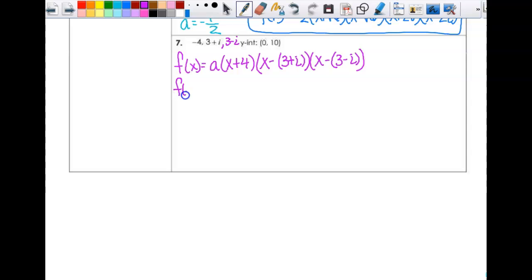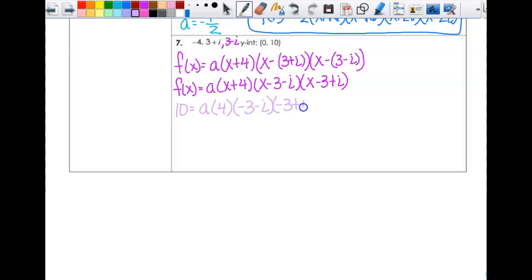Now we're going to distribute those negatives, and we get f of x equals a times x plus 4 times x minus 3 minus i times x minus 3 plus i. All right, so now we're going to find our a. So I say 10 equals a times 4 times negative 3 minus i times negative 3 plus i. So 10 equals a times 4, and then we'll look at that. Is that a difference of squares again? Yes. So I square the first one. Negative 3 squared is a positive 9. Hang on. Is a positive 9 minus i squared, which is negative 1. So this gives me 10 equals a times, 9 minus a negative 1 is 10, times 4 is 40.